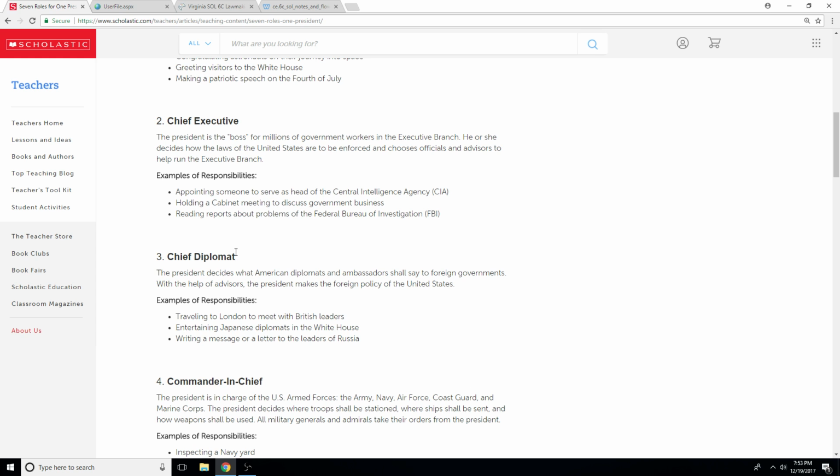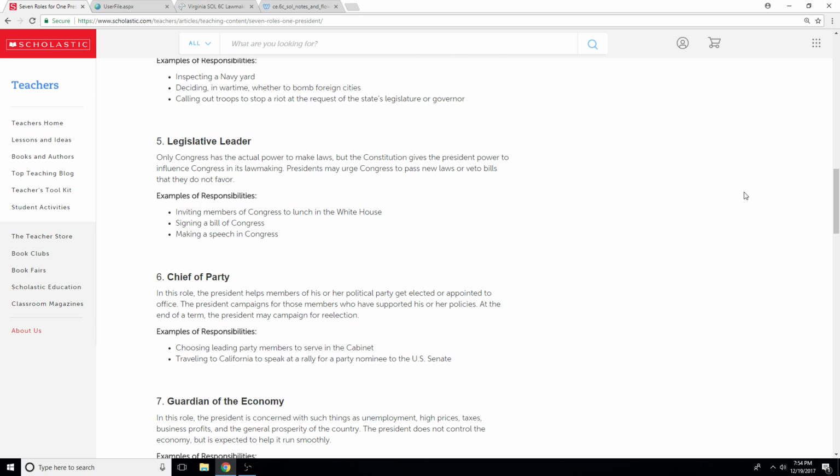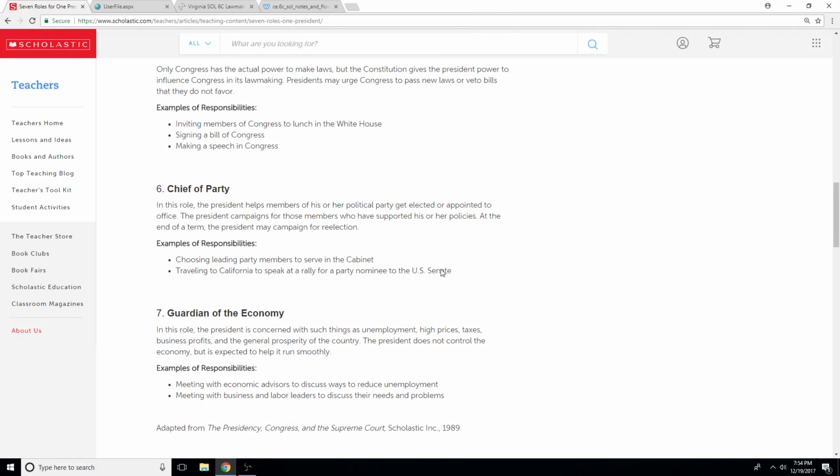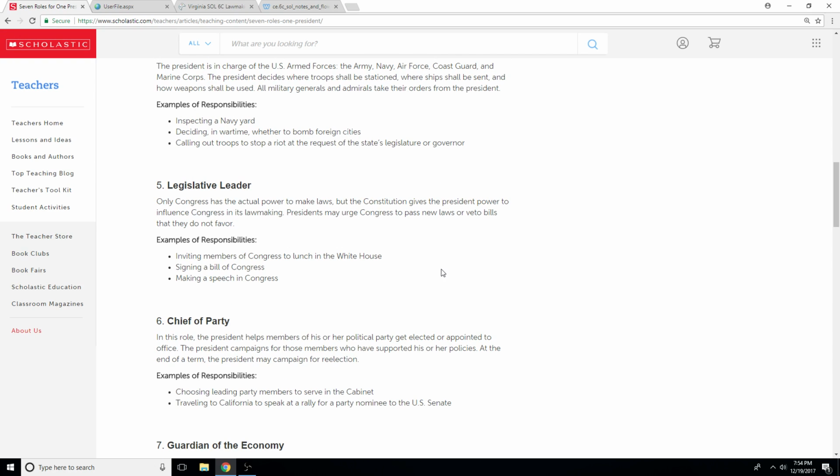Diplomat, I would write out the word foreign. Non-military, if you want to help remember that. Commander-in-chief, I would write the word military, so I can remember that one. Legislative leader, writing down the word Congress. I'm looking for anything to do with Congress. Chief of party, I'm looking for political party. And then chief citizen, I'm looking for everyday normal stuff. I don't really have a shorter word for citizen other than just average things.